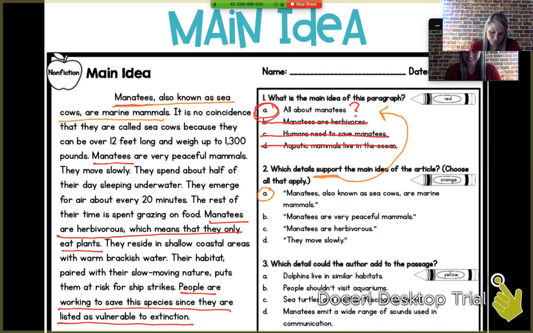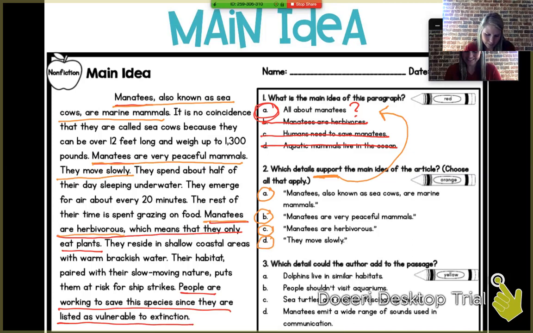B says manatees are very peaceful mammals. I can find that back in my text as a detail as well. So I'm going to choose B. C says manatees are herbivores. Yep, we already found that earlier. So that's another supporting detail. And D says that they move slowly. There it is right there. So I can actually choose all four as supporting details that tell me more about my main idea.